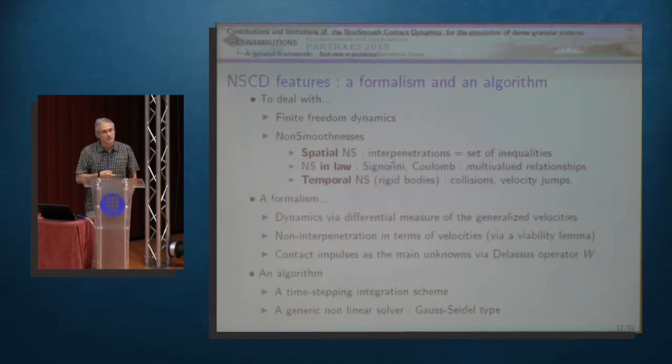The non-smooth contact dynamics is specially dedicated to the simulation of finite freedom dynamics, especially a collection of rigid bodies, but not only. We can extend to the finite element method, involving three types of non-smoothness, where the interpenetration is expressed as a set of inequalities. The non-smoothness in law, because the Signorini law and the contact law are expressed with multivalued relationships between kinematic and static variables. And finally, the temporal non-smoothness occurring between rigid bodies, that means collision, relative velocity jumps.